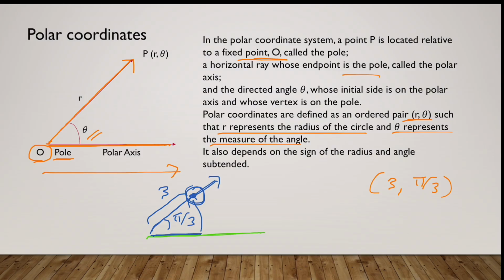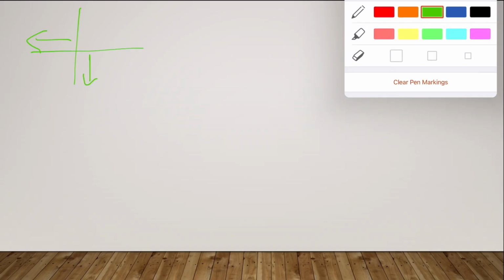Now I'll explain the difference of the sign of the radius and angle. Now, if we had the regular Cartesian plane, we know what would happen in the case of a negative x and a negative y. If I had my axis like this, I know that a negative x would take me in this direction and a negative y would take me in this direction. But what do we do in case of a polar coordinate? I'll first talk about the negative radius, the radius being negative.